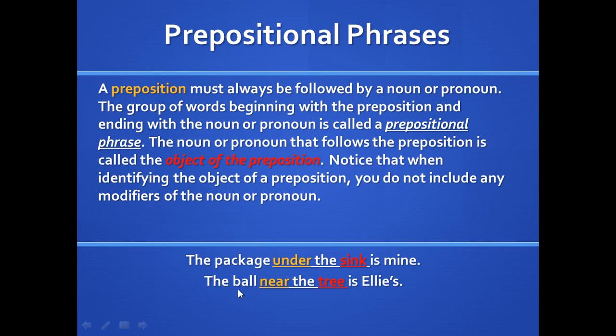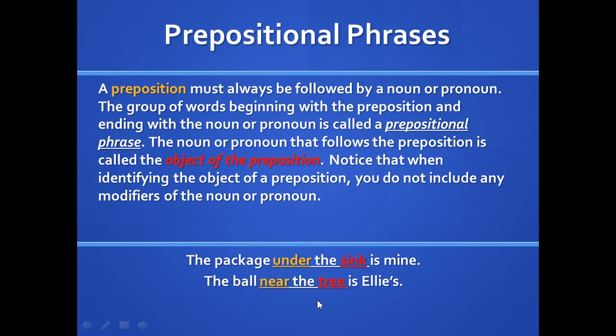The second example, the ball near the tree is Ellie's. Where is the preposition here? Near. Very good. Where is the object of this preposition? Tree. Excellent. Where is the prepositional phrase? Near the tree.